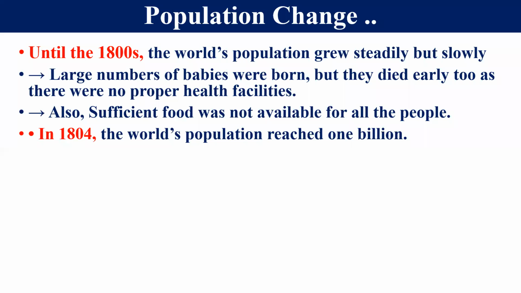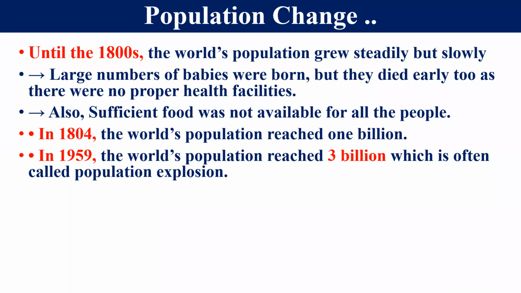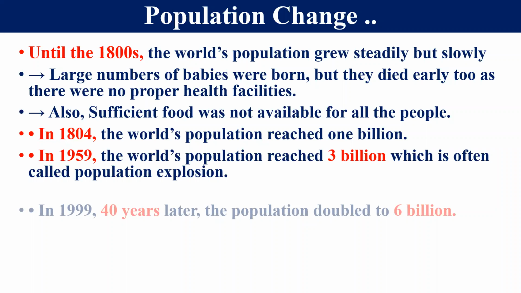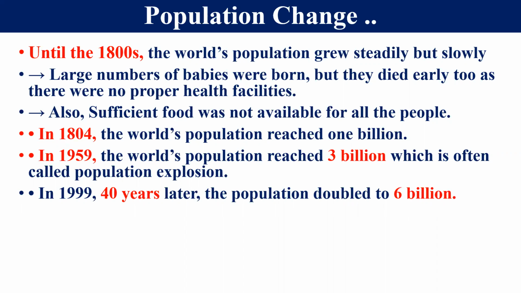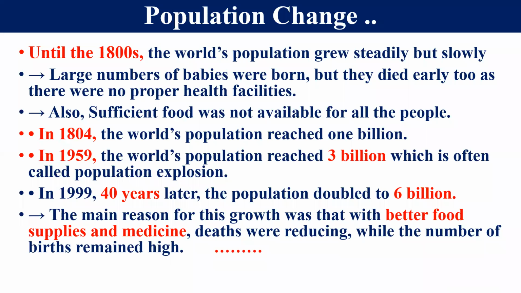In 1804, the world population reached only 1 billion. But dear students, in 1959, the world population reached 3 billion, which is often called population explosion also. And in 1999, within just 40 years, the population has doubled. It means 6 billion.